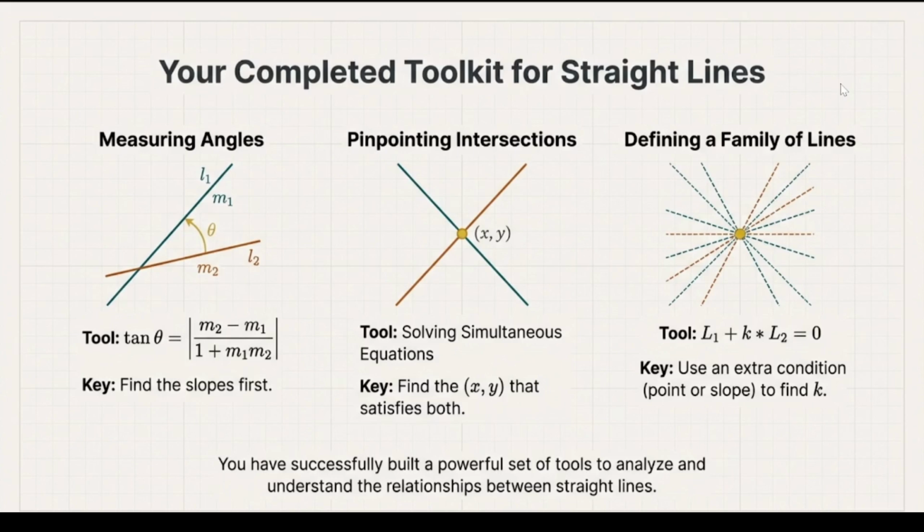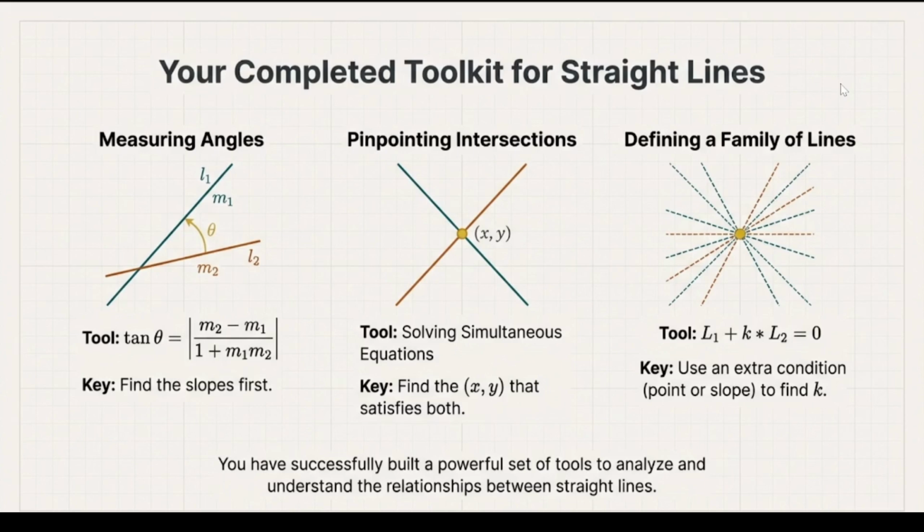You've completed this lecture. We learned how to successfully build a powerful set of tools to analyze and understand the relationship between straight lines. The first tool for measuring angles was tan theta equals (m2 minus m1) divided by (1 plus m1 times m2). We found the slopes first.